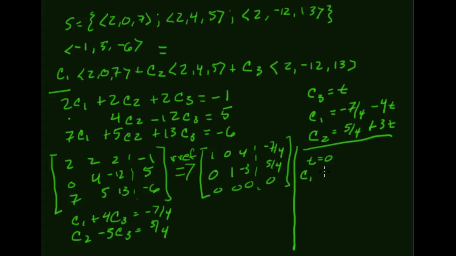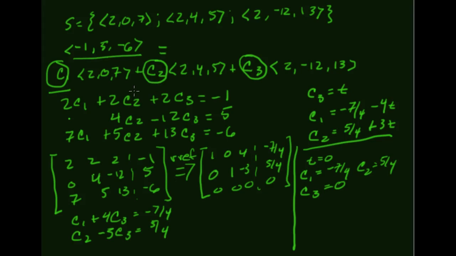The easiest way to get a particular solution here is just let T be 0, right? So that means C1 would be negative 7 fourths, C2 would be 5 fourths, C3 would be 0. And if you do that linear combination, you should be able to work out that that gets you (-1, 5, -6). So that's part A, right?